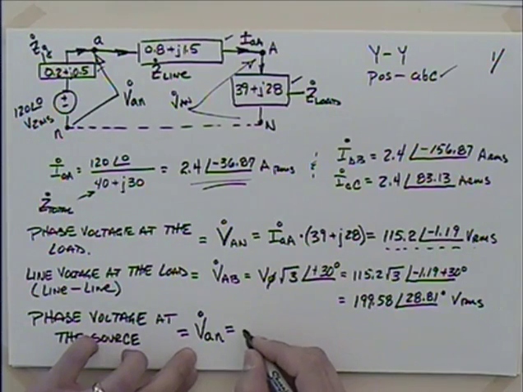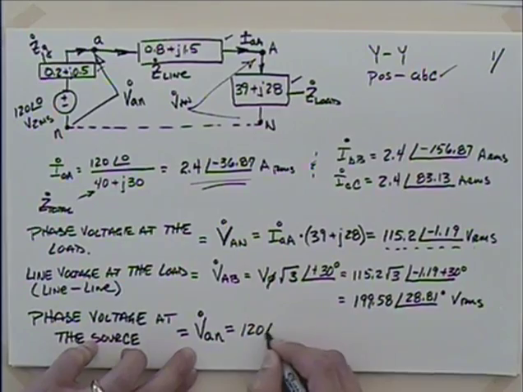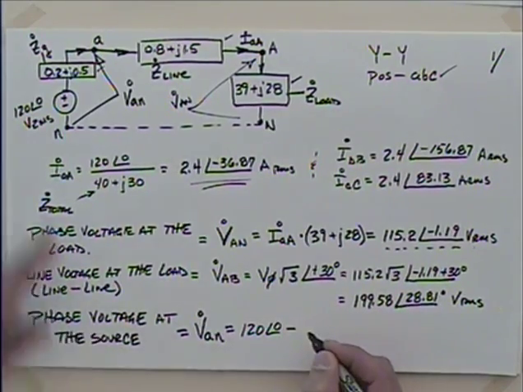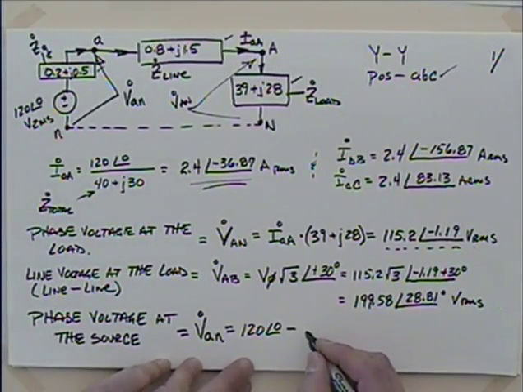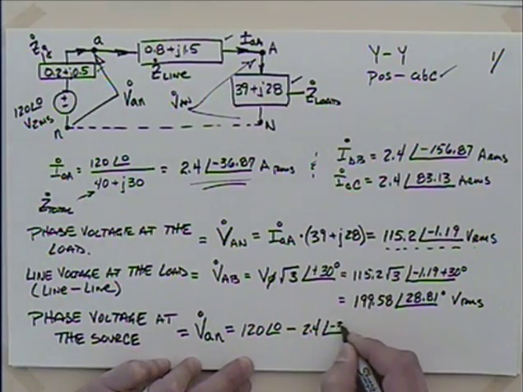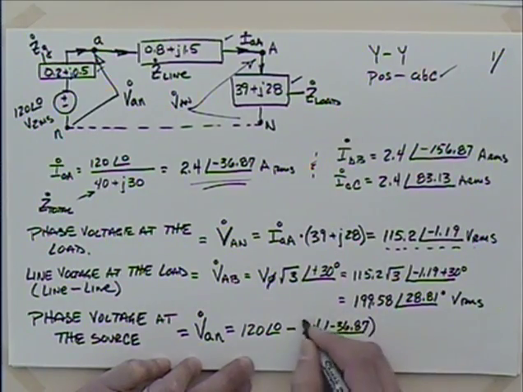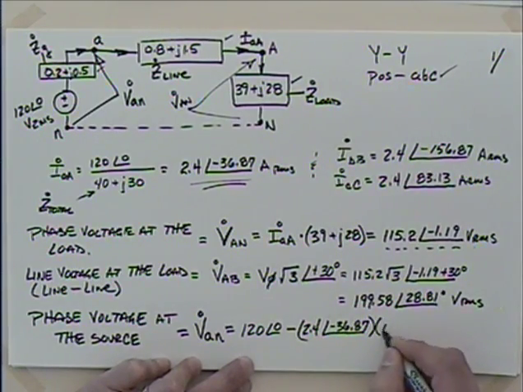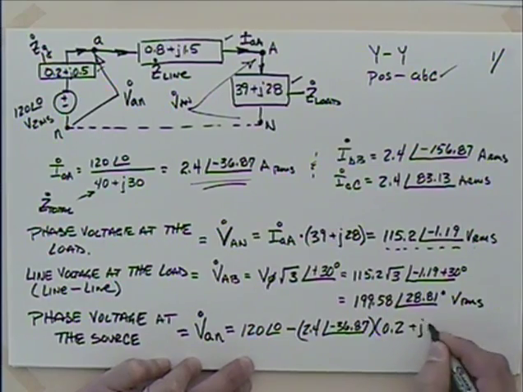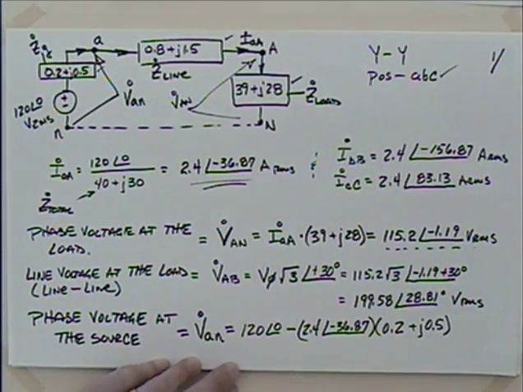Yeah, we can just use good old-fashioned analysis. 120 at 0, and then we'll subtract off the current, which is 2.4 at an angle of minus 36.87, times what? The impedance, 0.2 plus J0.5. Let's see what we come up with there.